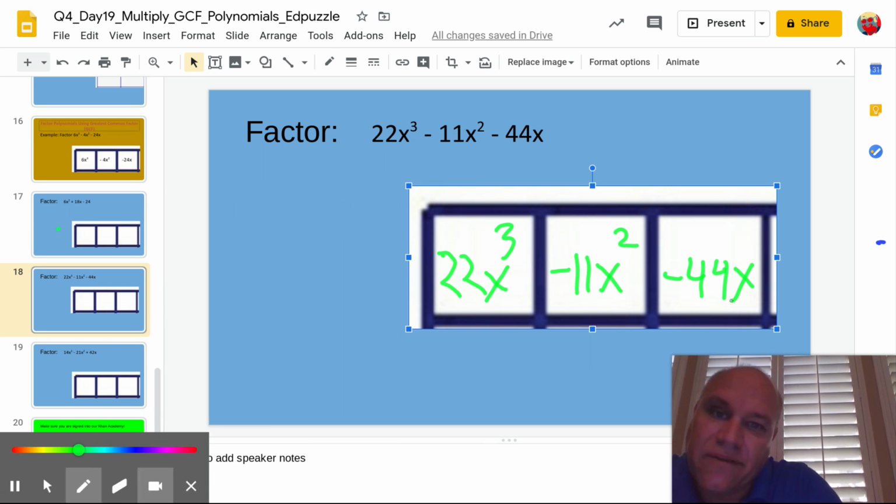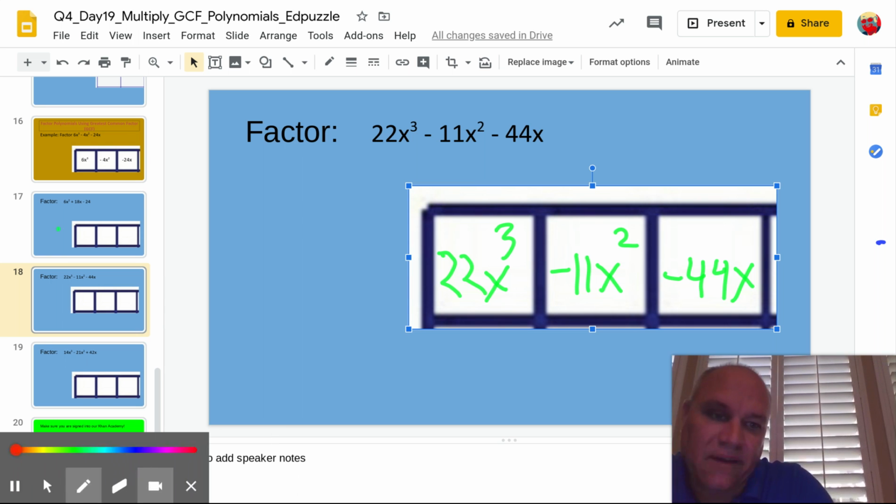Our next one is factor 22x to the third minus 11x squared minus 44x. So this one's going to be more like the notes that we did, where you need to pull out a greatest common factor that includes a number and a variable. So I'd like you to do this one on paper and give me your answer.